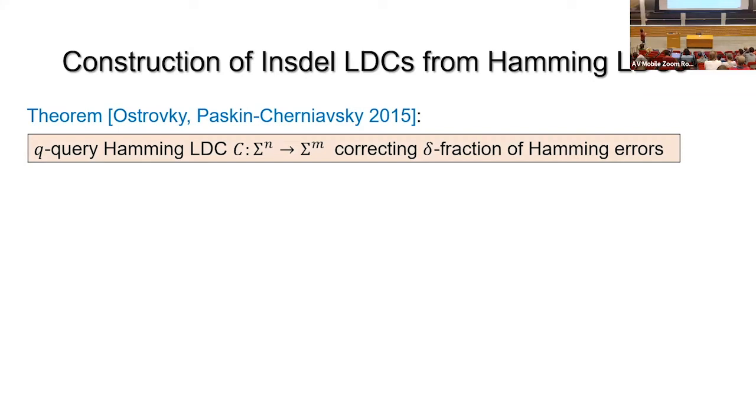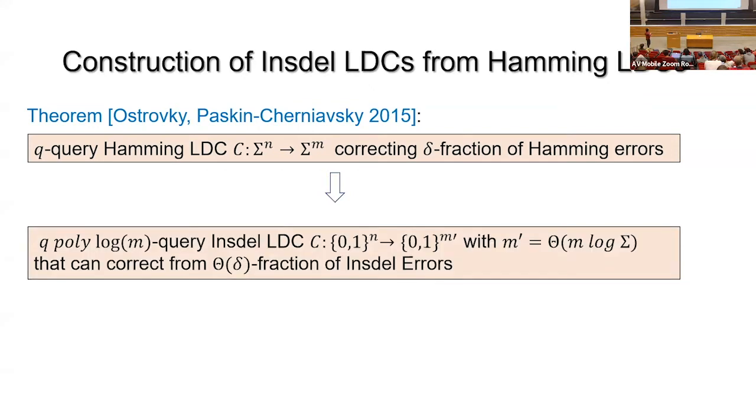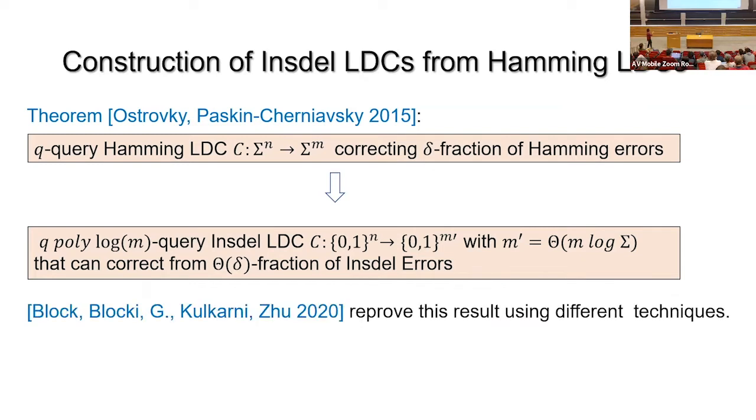So suppose you have a Q-query Hamming LDC, correcting a delta fraction of Hamming errors, then you can transform it into an insdel LDC, a binary insdel LDC, where the query complexity blows up by polylog the size of the code word. Okay, so there is a blow up in the query complexity. However, the rate and fraction of error that it can correct just blows up by a constant factor.